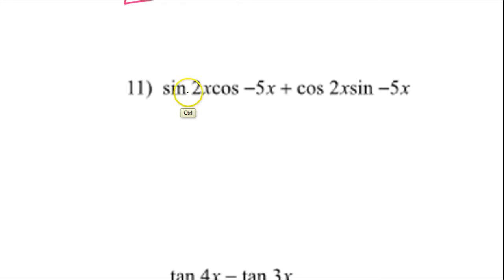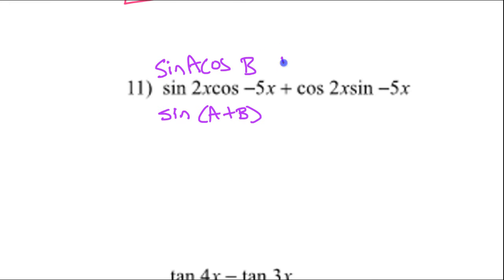For problem number 11, I notice that it goes sine cosine plus cosine sine. So that is the way the sine sum formula works. So for example, if I have the sine of A plus B, then that would equal sine A cosine B plus cosine A sine B. See how it matches the same pattern? It's just a matter of what's A and what's B. Well, A is 2x, right, because that's where A goes. B is negative 5x. And then you just see it repeated again here. Cosine of A, sine of B.